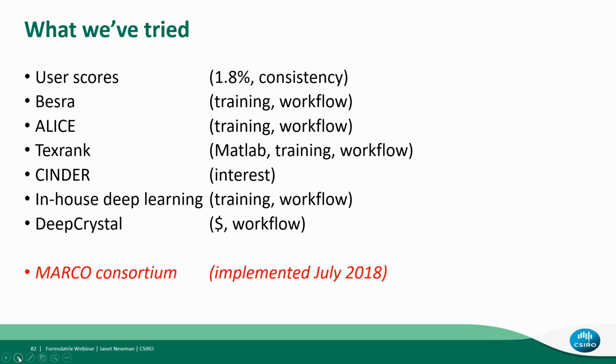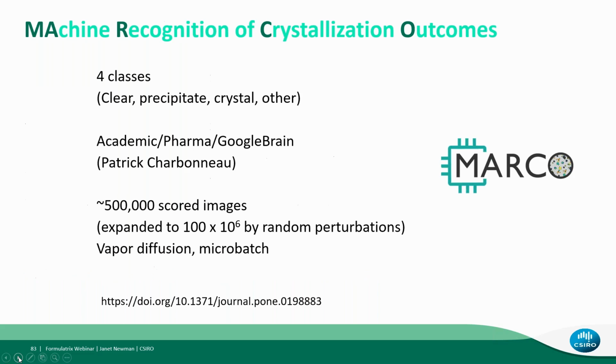And then while we were doing this, Patrick Charbonneau of Duke University started bringing together a group of people and we formed the MARCO Consortium. MARCO is machine recognition of the crystallization outcomes. And in this consortium, we had people who have a lot of crystallization images which are scored. We had access to people from Google Brain, and we had Patrick who organized it all.